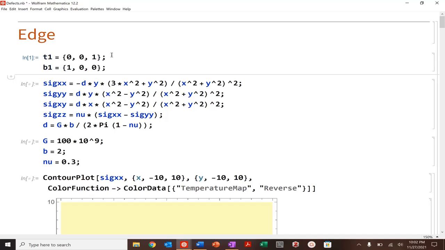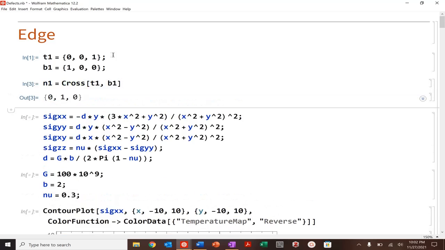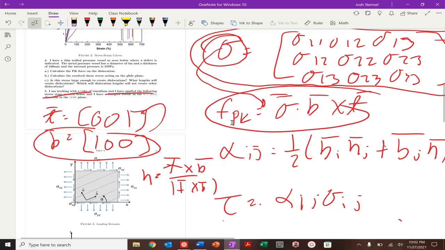And let's say my N1 is going to be equal to the cross of T1 and B1. And there we go, so it's in that plane, makes sense. So that's my N1, T1, B1. Fantastic. So I can go ahead and calculate, if I have this Burgers vector with this tangent vector in that normal plane, what is the Peach-Koehler force for this generic stress tensor to be applied here.